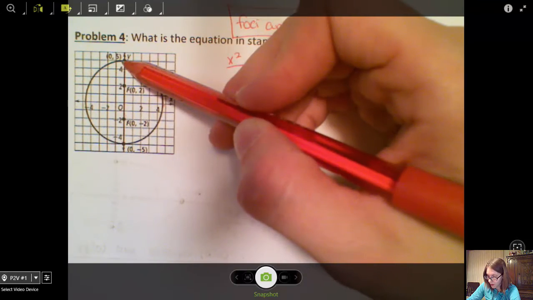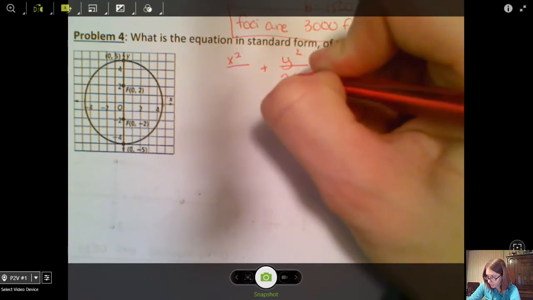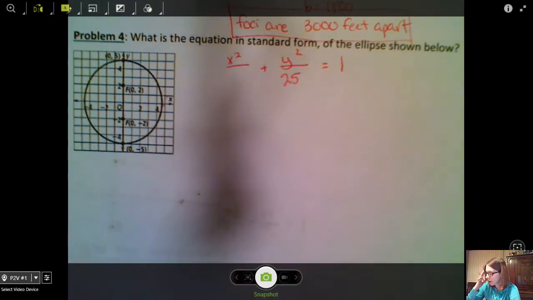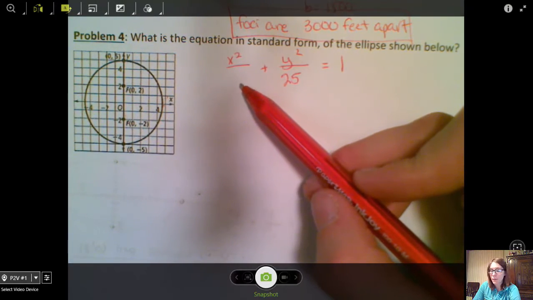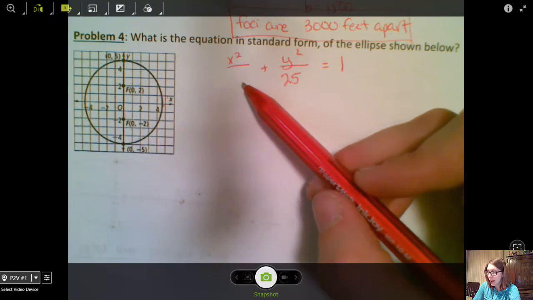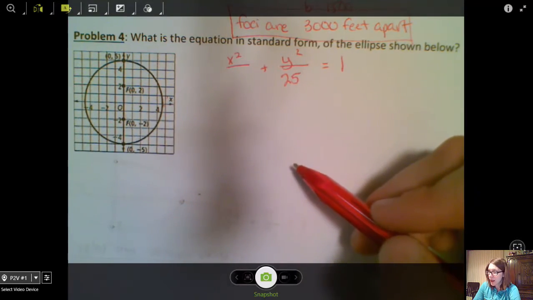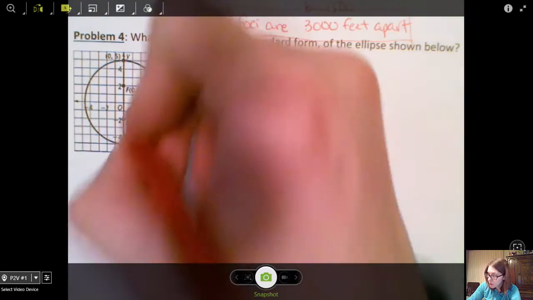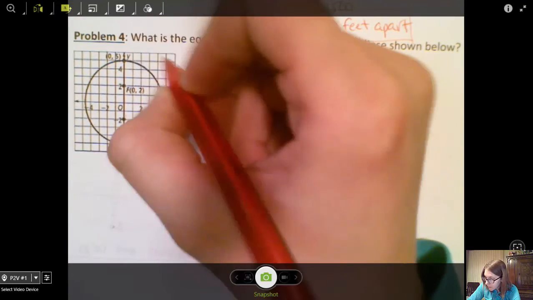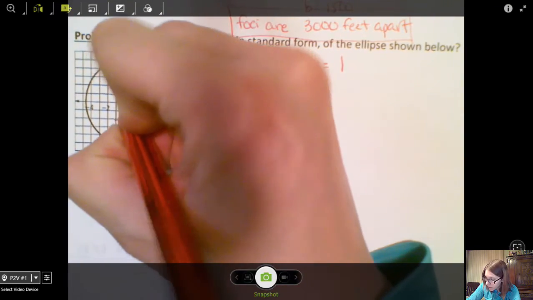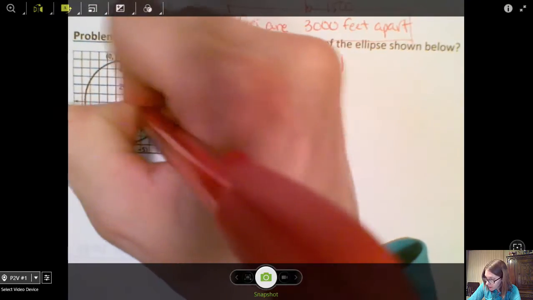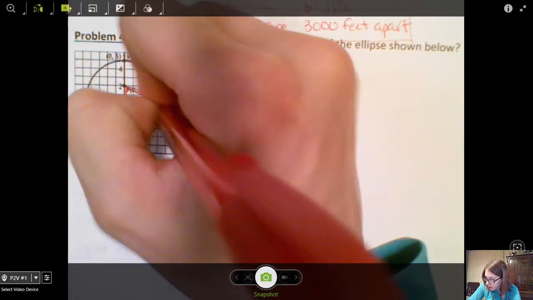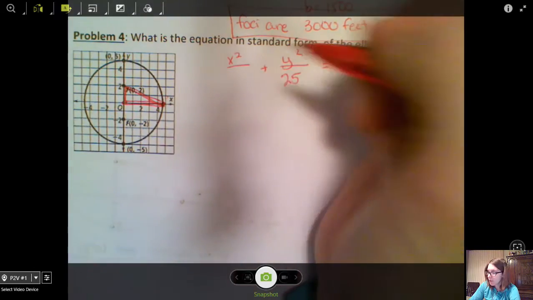This is (0, 5). 5 squared is 25. I need to have this. Well, I have to figure out what number really goes with the x squared. And in order to figure that out, I can still use that information that our covertex, wherever this is, our origin, and the focus form a right triangle. We're just really doing this, I guess, kind of backwards from what we did before.